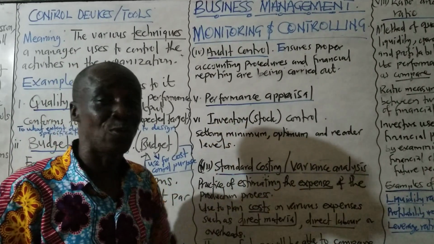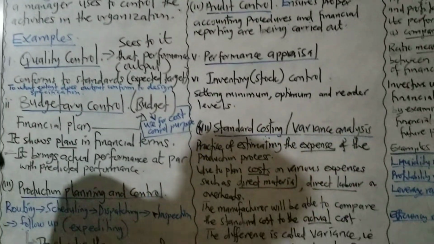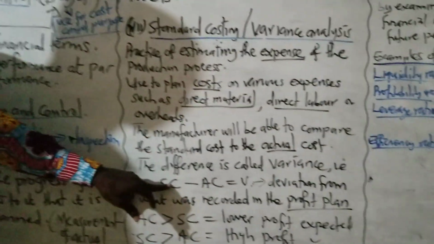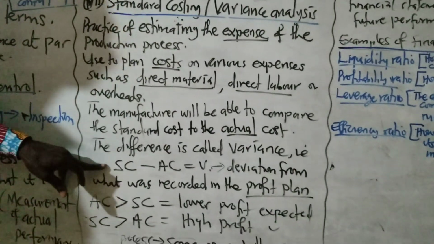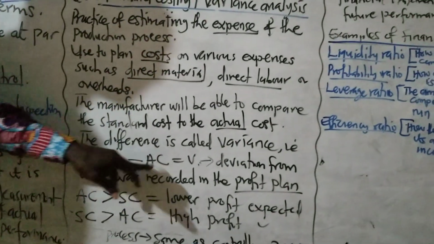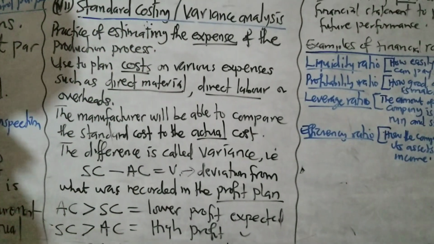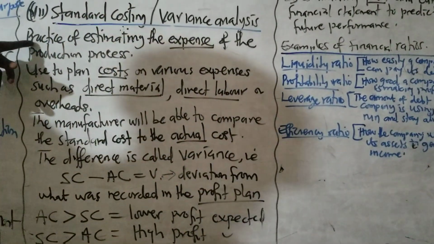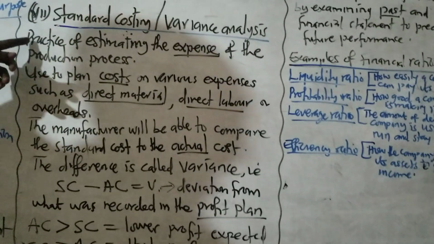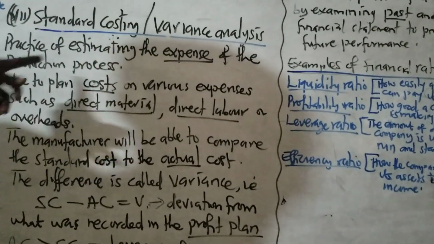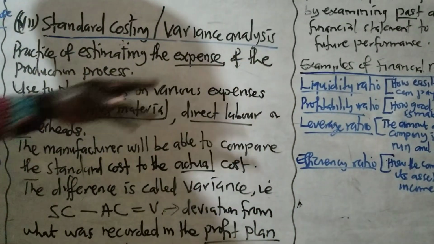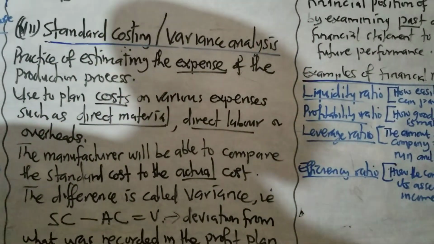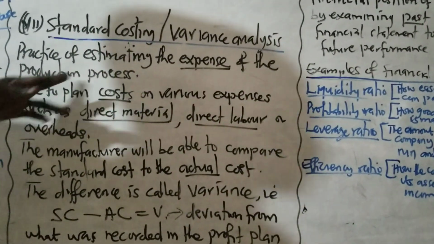And we said variance analysis. Why do we say that one? Look at it. So I'm using this one to represent the SC, which is representing standard costing. Then the AC is representing actual costing. So now you have, let me start from here. I said it's the practice, standard costing is the practice of estimating expense, the cost of production process.